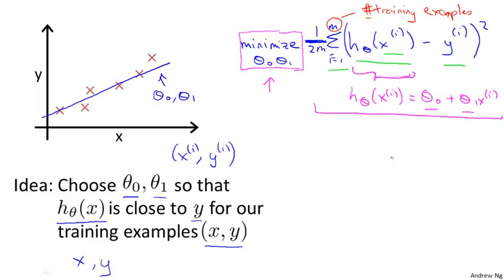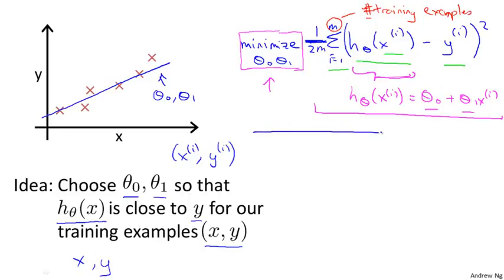Okay? So just to recap, we're posing this problem as: find me the values of theta 0 and theta 1 so that the average, or really 1 over 2m times the sum of squared errors between my predictions on the training set and the actual values of the prices on the training set, is minimized. So this is going to be my overall objective function for linear regression.